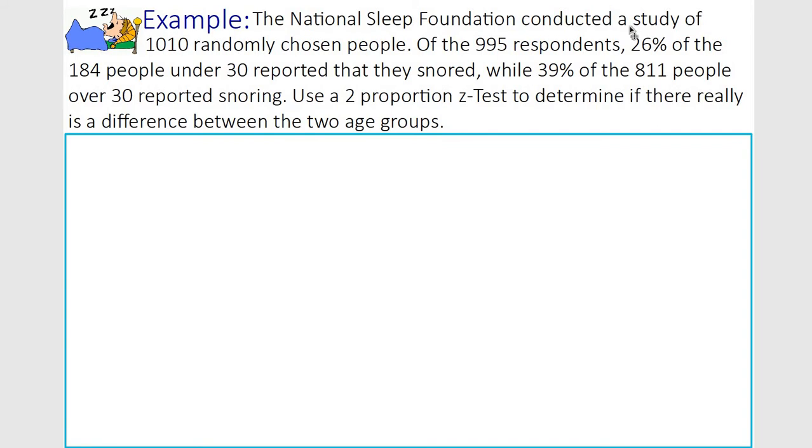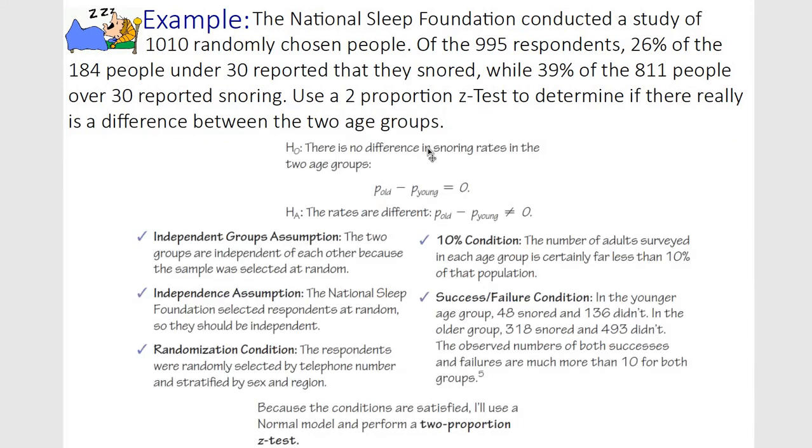So let's talk about those that snore: people under 30 and people over 30. Use a two proportion z-test to determine if there really is a difference between the two age groups. State the null hypothesis and the alternative hypothesis. The two groups are independent of each other because the sample was selected at random. Independence assumption: the National Sleep Foundation selected respondents at random. They said it in there, so they should be independent.